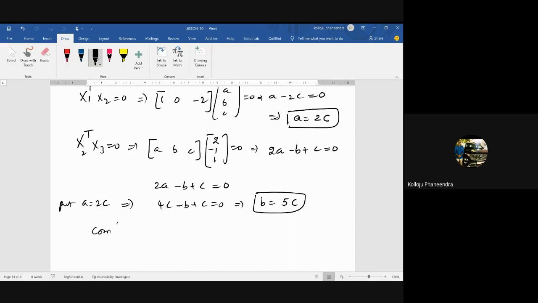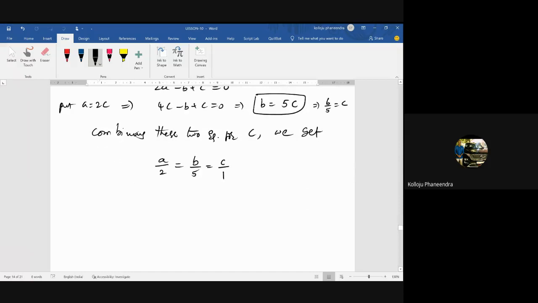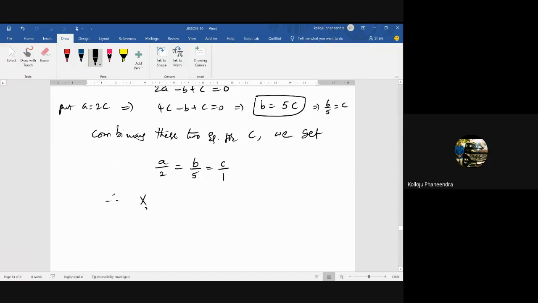So combining these two equations for c. From the first expression I get a by 2 equal to c. From this I get b by 5 equal to c. So a by 2, b by 5, c by 1. That is the a, b, c values. Therefore x2 is (2, 5, 1).